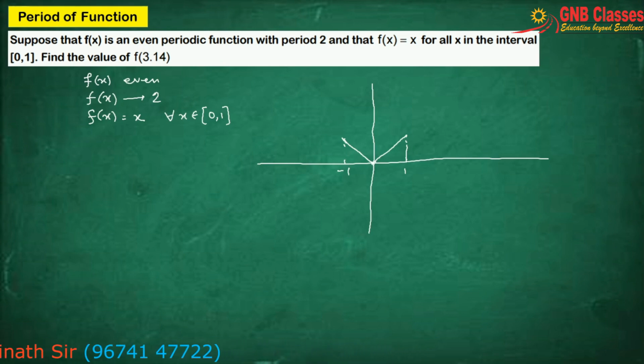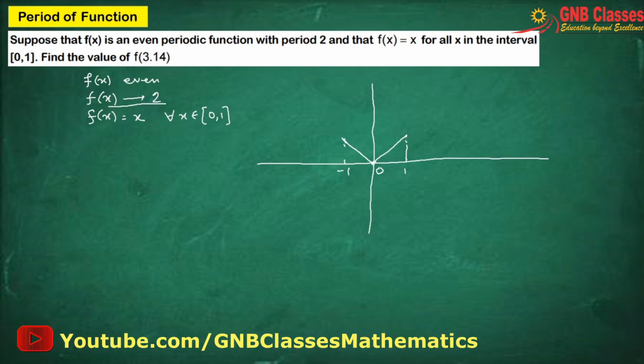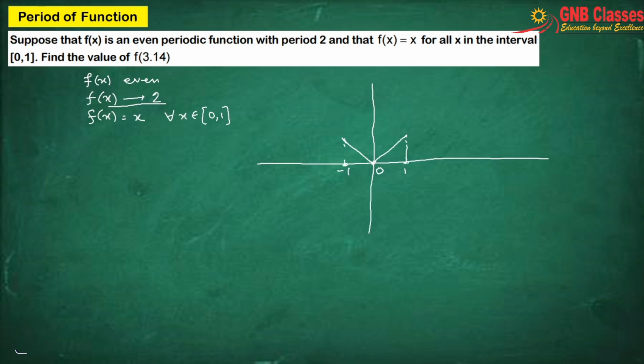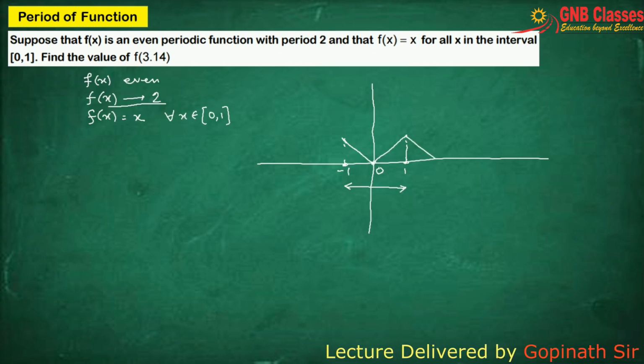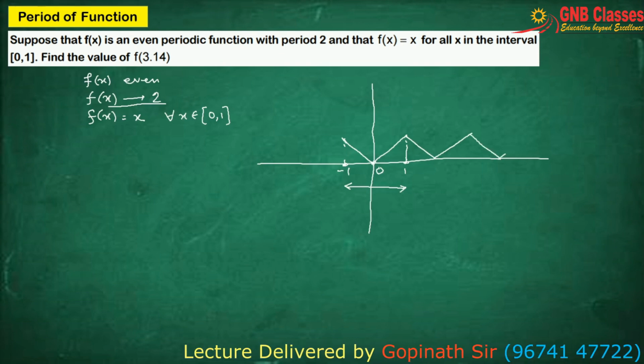Since f(x) is an even function, from 0 to 1 the function f(x) is x. Therefore, from minus 1 to 0, the function f(x) will be minus x. Is it clear? Now we see that the function is a periodic function with period 2. Therefore, from minus 1 to 1, this length is 2 units. So the graph will repeat this same form. So the graph of f(x) will look something like this. Yes or no?